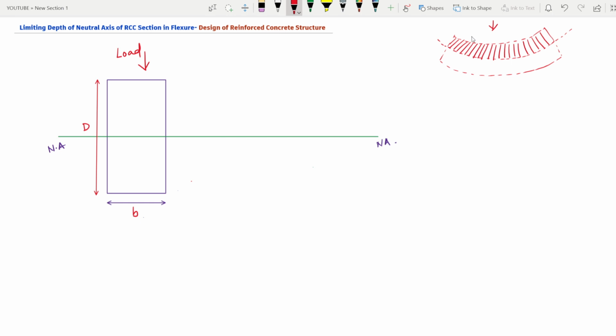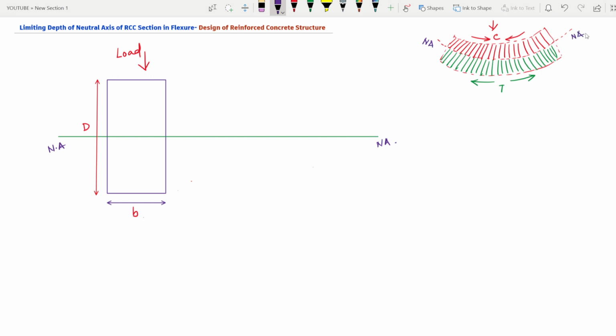Suppose this area will be under compression, and the bottom zone, the green one, all the strips present in this zone will be under tension. So this zone will be under compression, and the line which is dividing these two zones of compression and tension, this line we call the neutral axis.